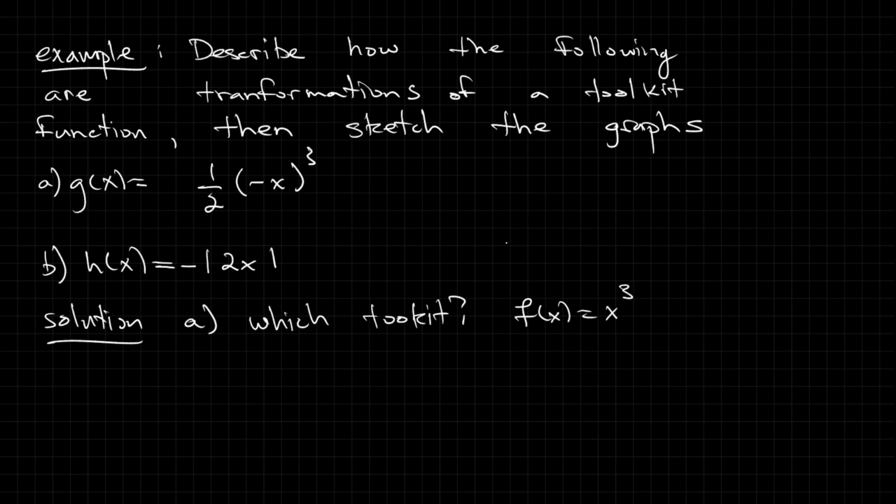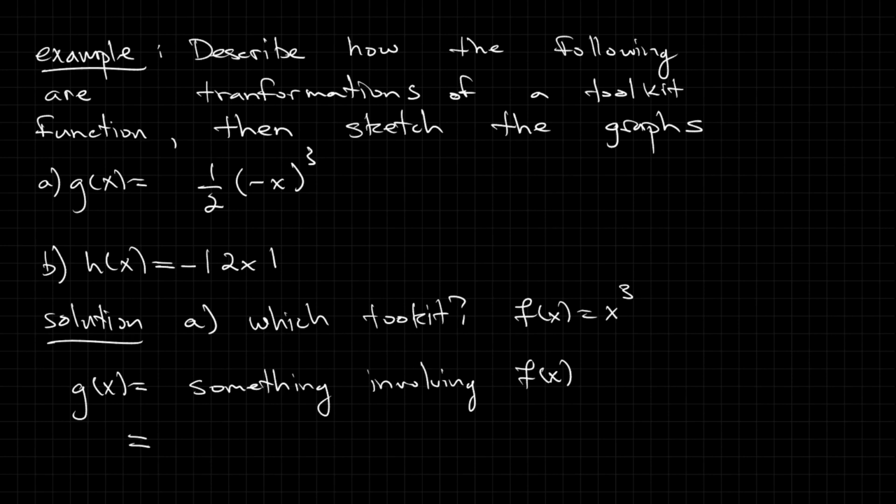The next thing that I'm going to do is write what g of x is in terms of f. And what I mean by that is on the right-hand side, I want something involving f of x. It is much easier to identify what transformations are taking place if you can write g of x in terms of f of x. Your skills in function composition will come in quite handy in this step.